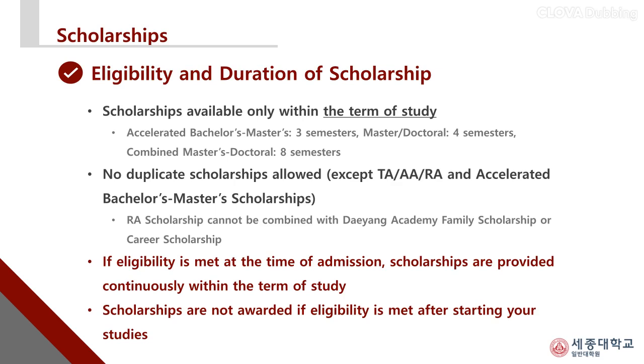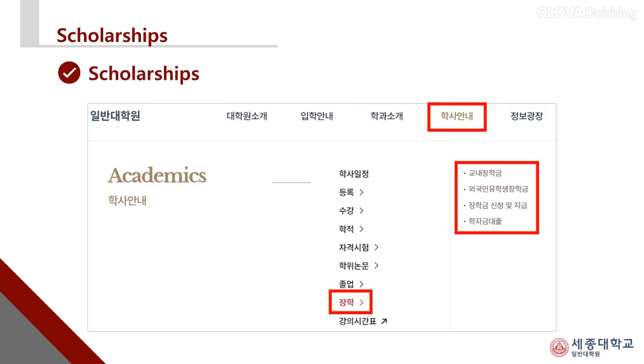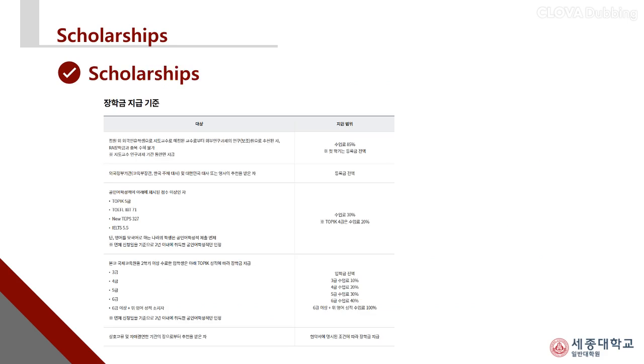If you meet the requirements when you first enter the program, you'll receive the scholarship until the end of the term of study. However, if you meet the requirements after you've already started your studies, the scholarship won't be given. For more detailed information, check out the scholarships section on the graduate school website. There, you'll find details about the types of scholarships, eligibility, and coverage. If you're interested, make sure to check it out.